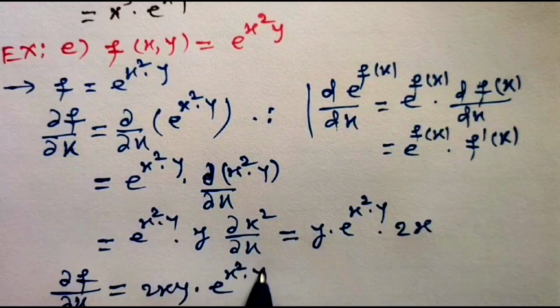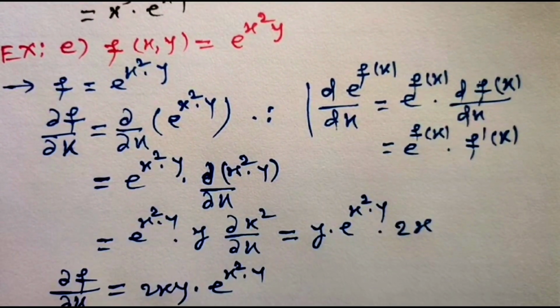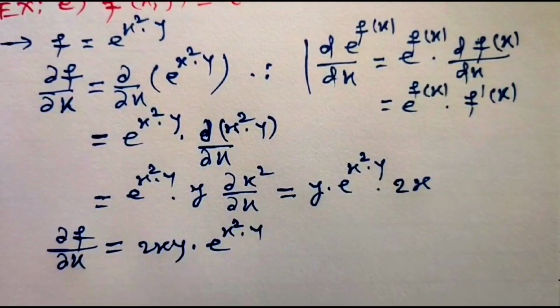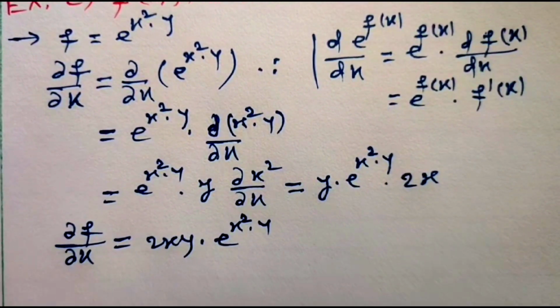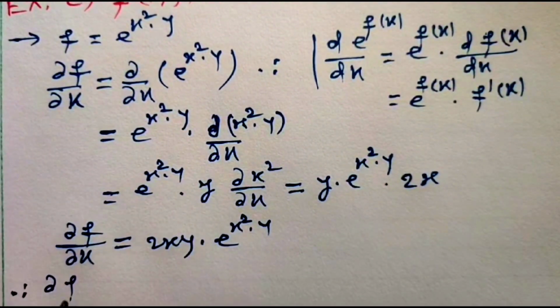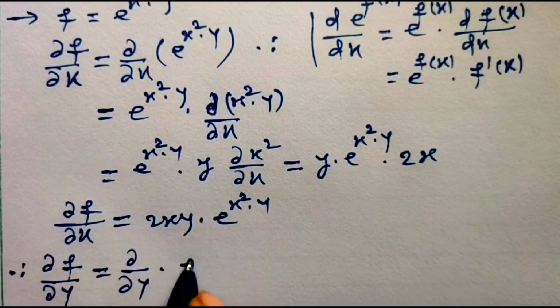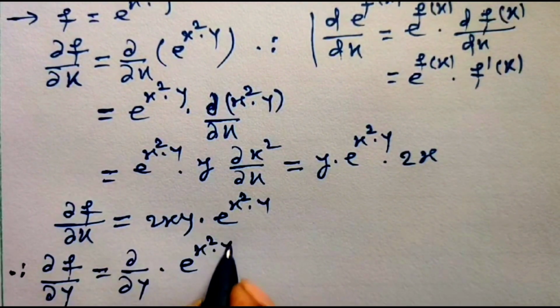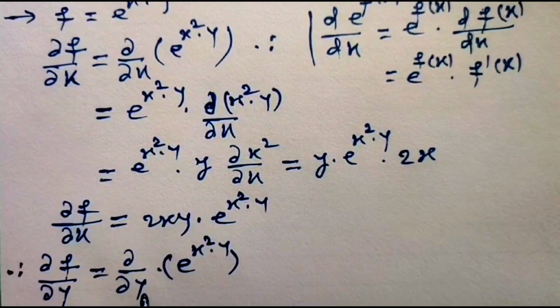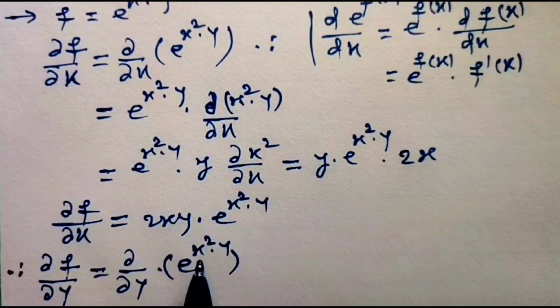So the partial derivative of f with respect to x is equal to 2xy e to the power x square y. Similar to this, let us find the partial derivative of f with respect to y, partially differentiating f with respect to y. Hence, ∂f/∂y is equal to the partial derivative with respect to y of e to the power x square y. And here we are differentiating with respect to y, meaning considering x as constant.